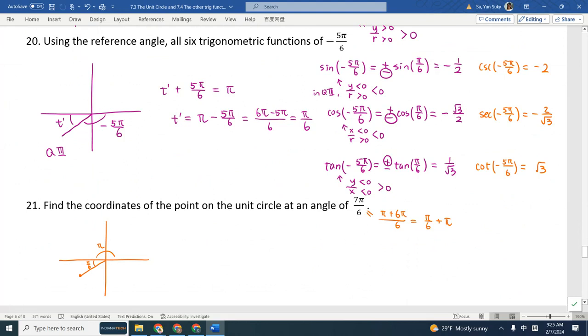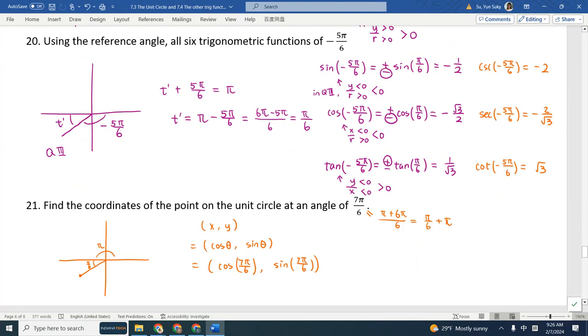Find the coordinates on the unit circle. Again, unit circle practice, right? Coordinate x, y: x is cosine theta, y is sine theta. So it's cosine 7 pi over 6 and sine of 7 pi over 6. Is that okay, everybody? Yeah, that's the unit circle, right? X, y. X is the cosine theta. Y is sine theta, where your r is 1.